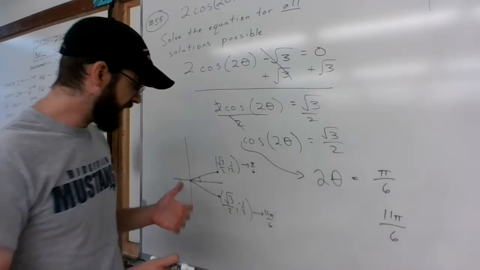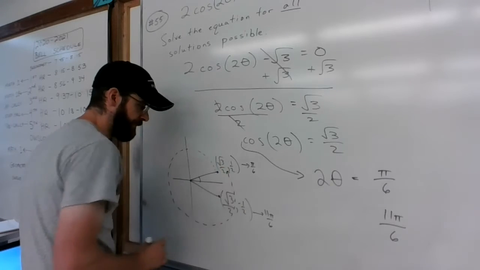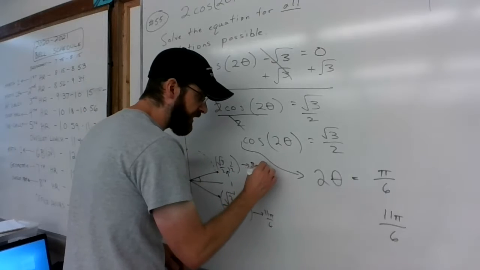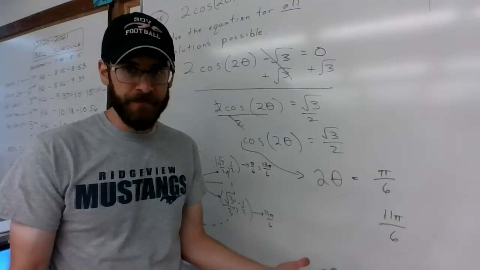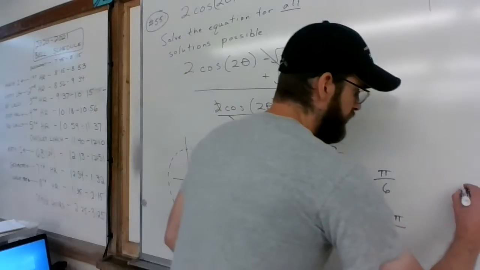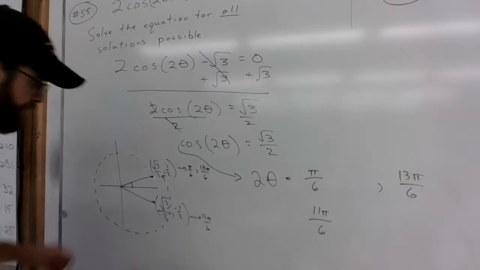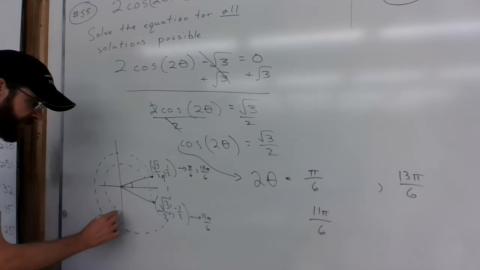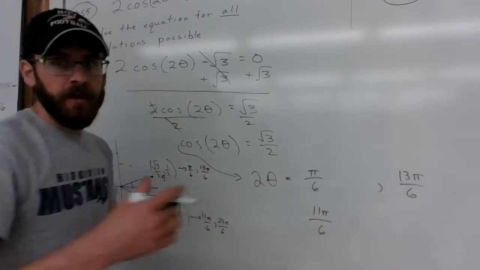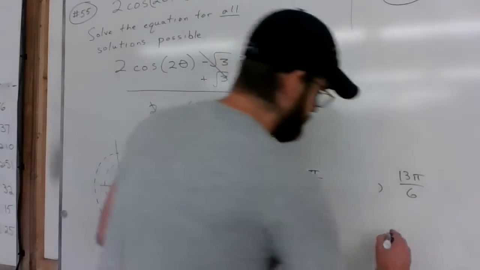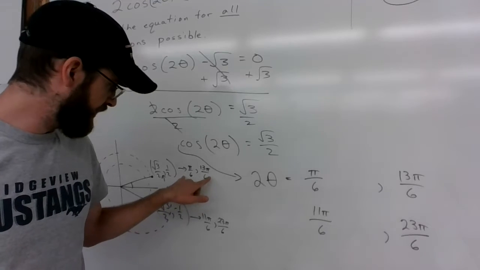So here's what you got to do. You got to say, looking into the future, an equivalent value of pi over 6, one more revolution would give me 13 pi over 6. Now I know what you're thinking. It's not in between 0 and 2 pi. Hold on. So 13 pi over 6 is going to be another solution as compared to pi over 6. And if you do the same thing with 11 pi over 6, adding 2 pi to it, 23 pi over 6 would be the second solution that gets doubled with the 2 theta. By the way, I'm just adding 12 pi over 6 to get from here to here.